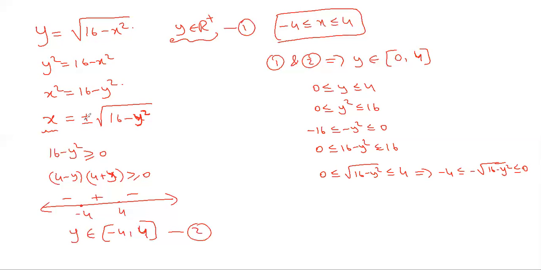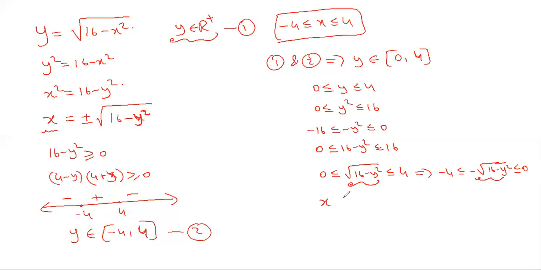Because x can be plus or negative, y cannot be negative, but x can be negative. So you can take both positive and negative square roots. So in such cases, what you need to check, okay, this is also an x value and this is also an x value.